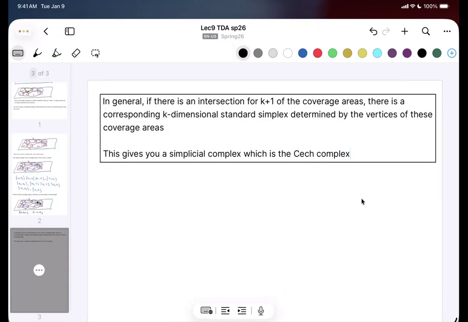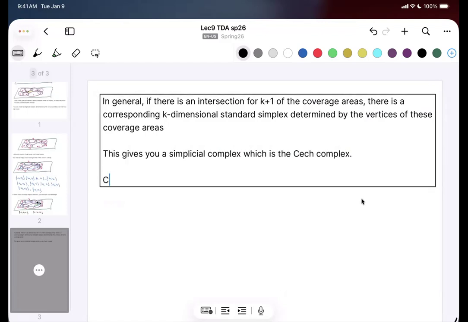Because if four coverage areas intersect, then in triples they also met, and pairwise they also met. For an intersection to be non-empty, there must be an element that belongs to all of them, all of the subsets. And if it belongs to all four, it belongs to any three of them, or any two of them, etc. So the closure relation is not straightforward, but it's not too hard to convince yourself that it is satisfied.